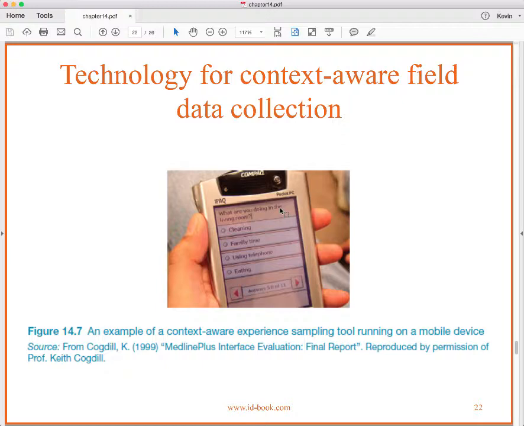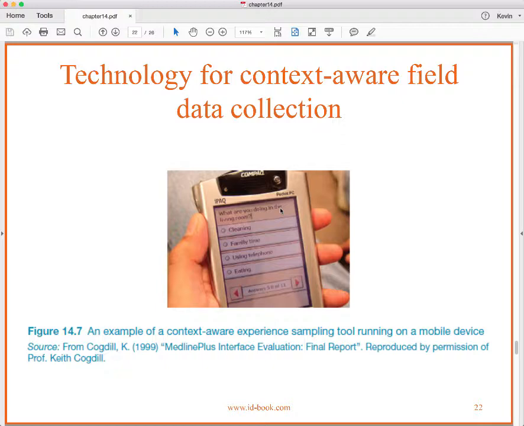But this is a context-aware experience sampling tool running on a mobile device. And it's essentially saying, what are you doing in the living room? Are you cleaning? Is it family time? Are you using the telephone? Are you eating? One of the really interesting things when we're using these devices and we're trying to figure out what context people are using them in is that we can actually have the device run part of the questionnaire. You know, from time to time, the device can say, "Hey, what are you doing now?"